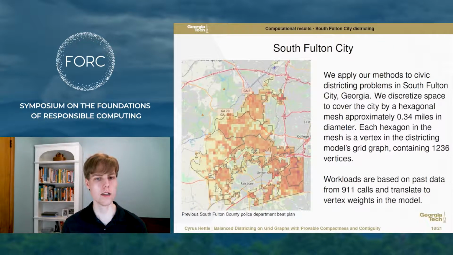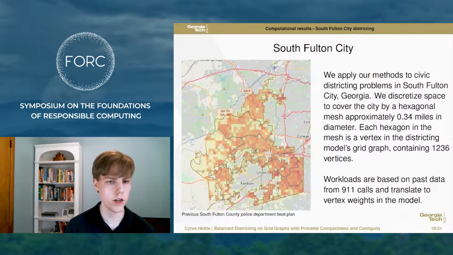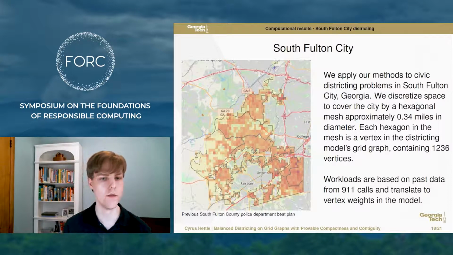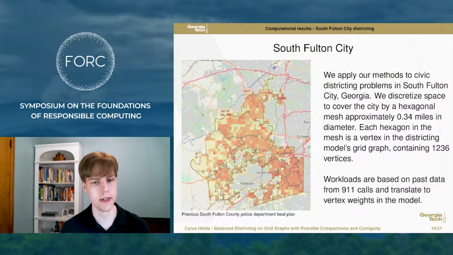And finally, let's look at some applications to civic districting. In South Fulton City, Georgia, shown on the left here, this is a highly non-convex region. We discretize it by covering the city with a hexagonal mesh. This generates a grid graph with about 1,200 vertices. The workloads of these vertices are based on past 911 call history, both the number of calls and the time taken to resolve them.